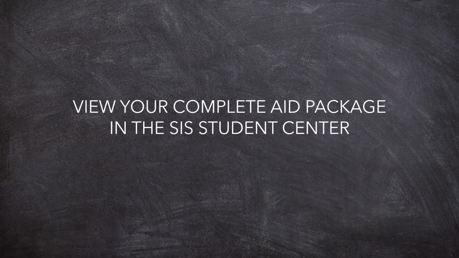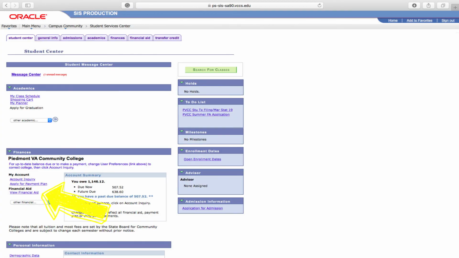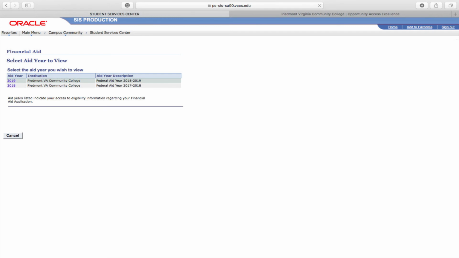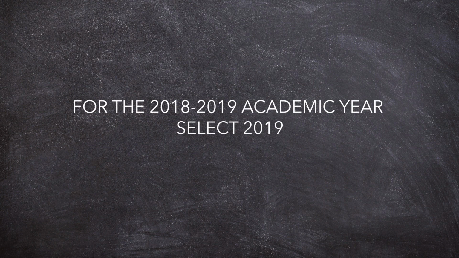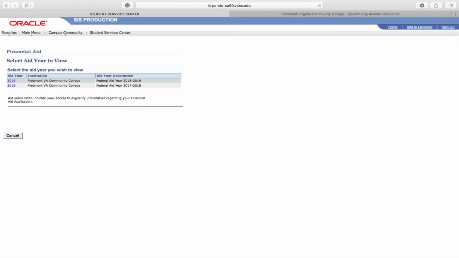Let me show you how to view your aid package. Click View Financial Aid Award, then I'll click the year I want to look at. The year you want is always the year in which the academic year ends. For example, I'm looking at the 2018-2019 academic year, so I'll click 2019.